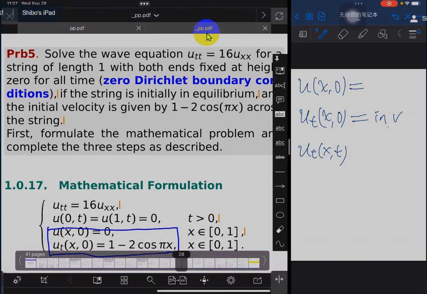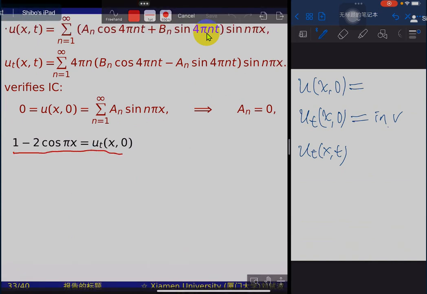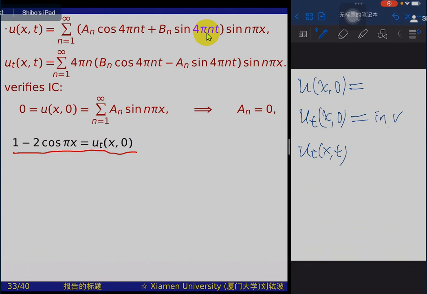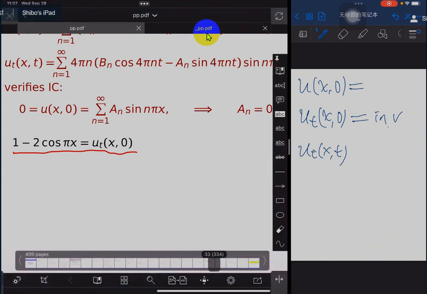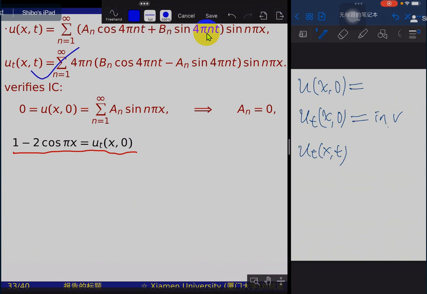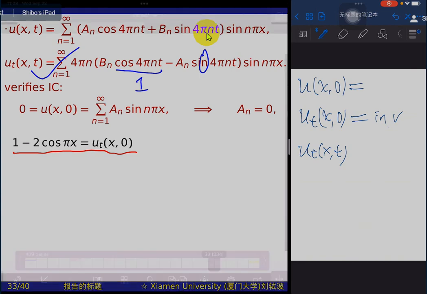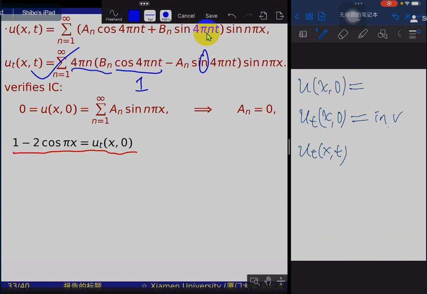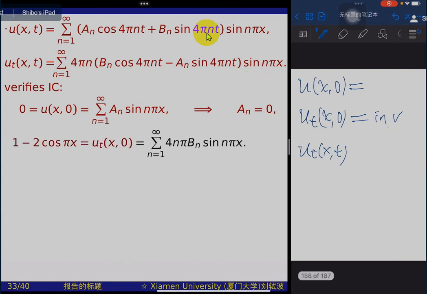So we have this equality. But using the second expression, that is our expression for ut here, using this equality, we see that ut at x, 0, what's this? So when t equals 0, oh sorry, cosine 0 is 1, and sine 0 is 0. So we get what? We get 4 pi n bn, 4 pi n bn sine n pi x. So ut x 0 equals 4 pi n bn times sine n pi x. Okay? Remember this. So 4 pi n bn sine n pi x.